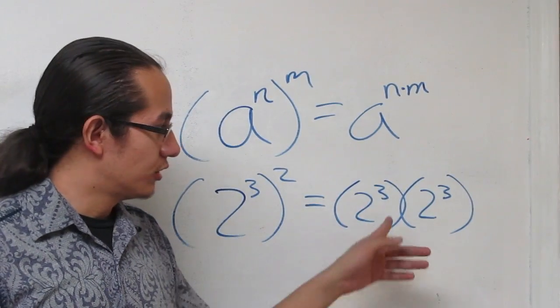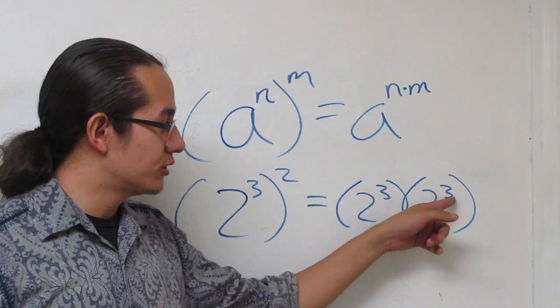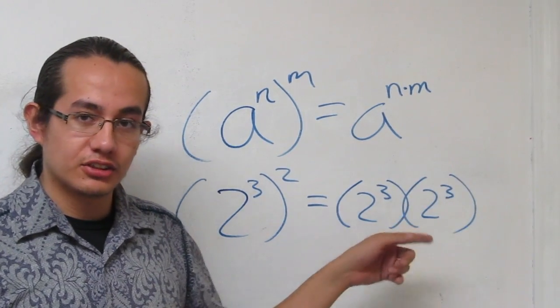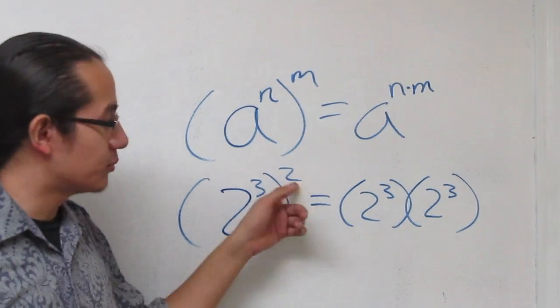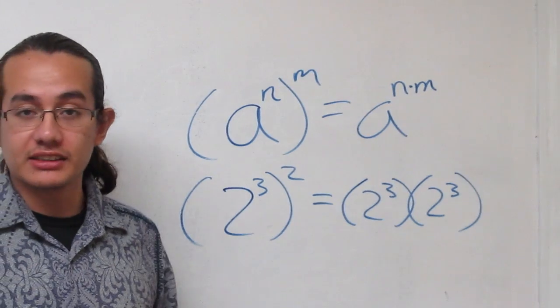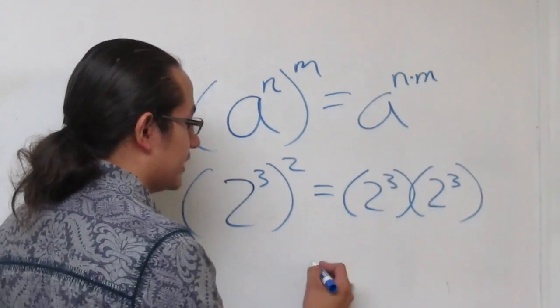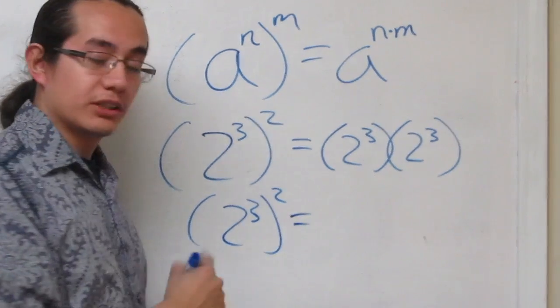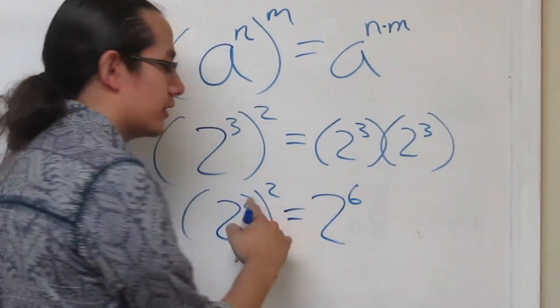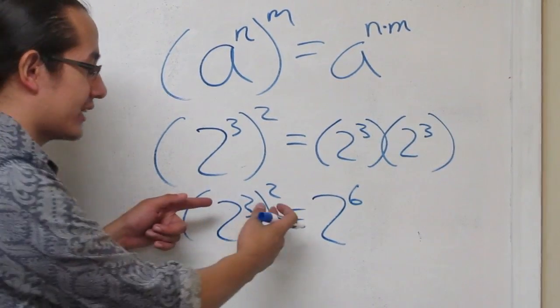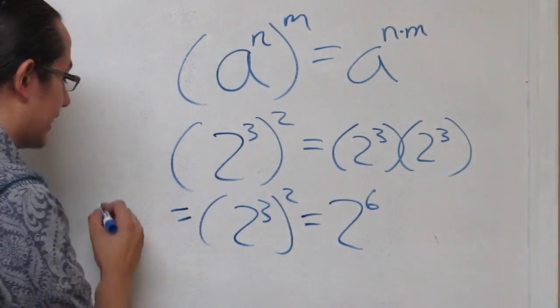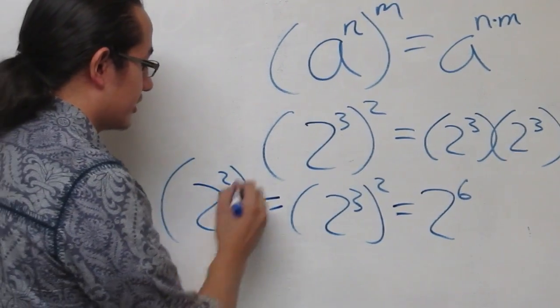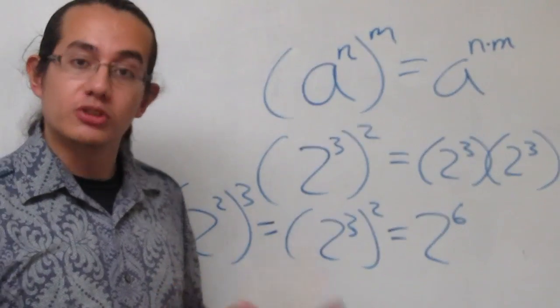Remember what that means? When we square something, it means I'm multiplying it times itself. So really I have 2 cubes. So all I'm doing is really counting. The reason we multiply is because multiplication is quick addition. So this is going to be 2 cubed. When we square it, we can rewrite it as 2 to the 6th. You have to multiply them. And you can actually rewrite this. This is the exact same thing as 2 squared cubed, because it doesn't matter what order we multiply.